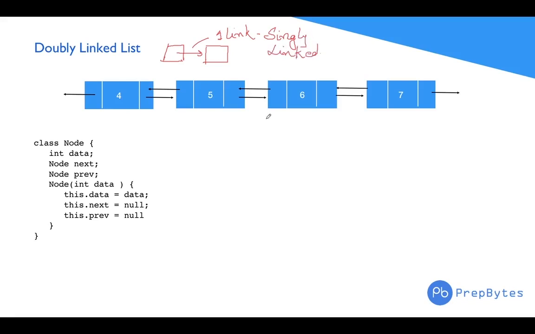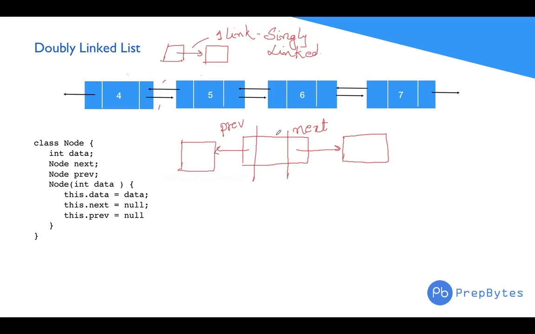Now, what happens in case of doubly linked list is that, as you can see, there are two links between the two nodes. So let's try to understand what these two links are. There is a node which has two fields. One field is next, another field is prev. Next points to the next node in the list, and prev points to the previous node in the list. So every node will have a reference to the next node and the previous node.